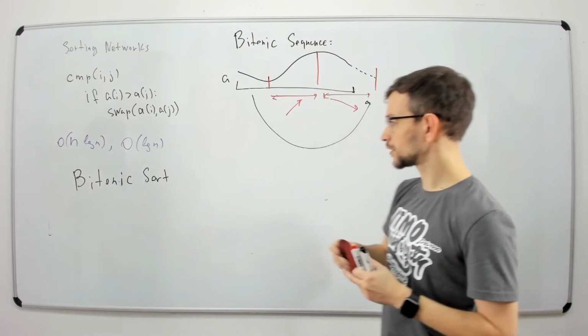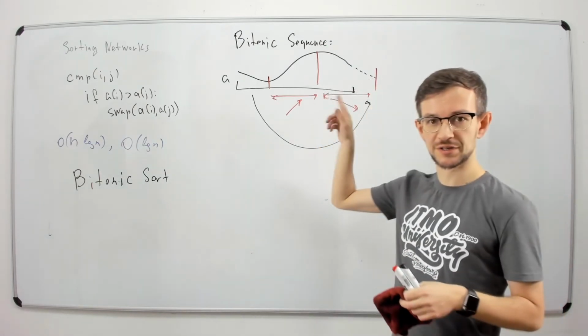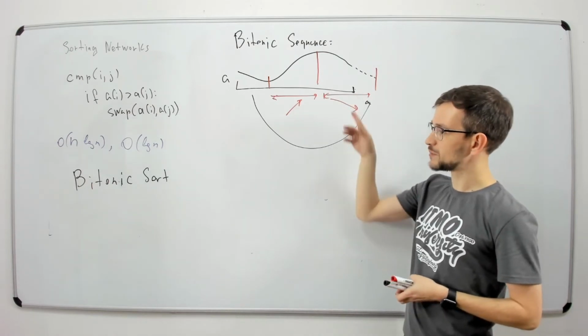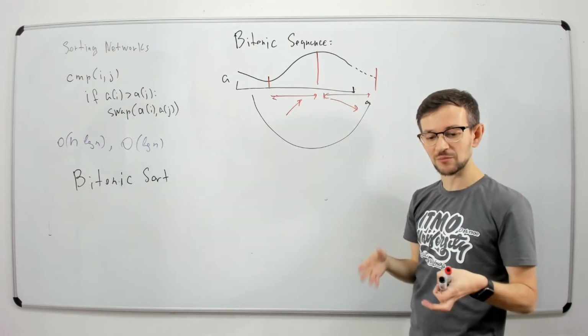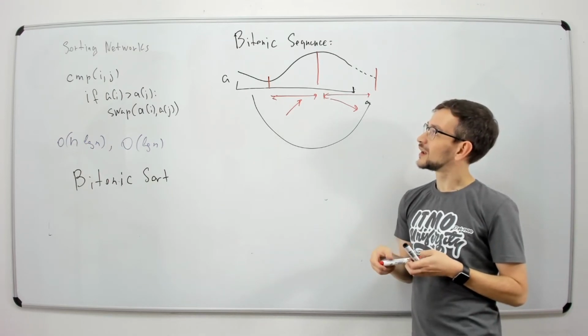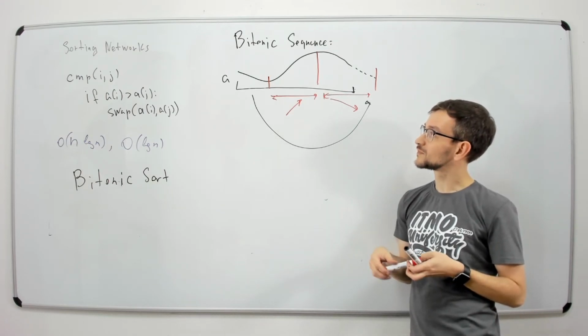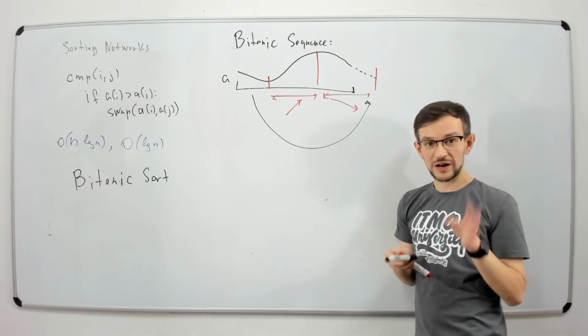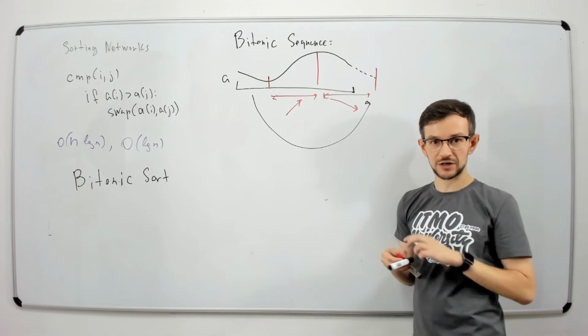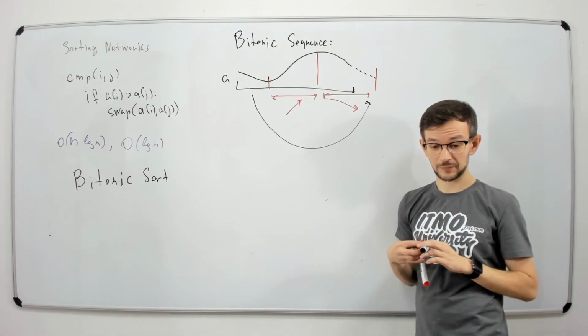So Bitonic sort is the special sort which sorts the Bitonic sequence. A Bitonic sequence can be sorted by a special algorithm which is called Bitonic sort. Cool. So now we'll create the sorting network which sorts the Bitonic sequence.